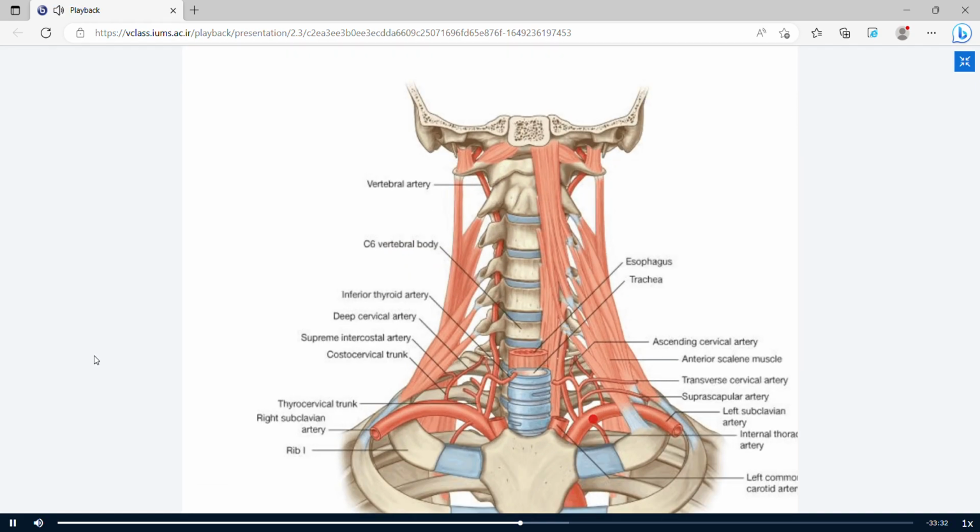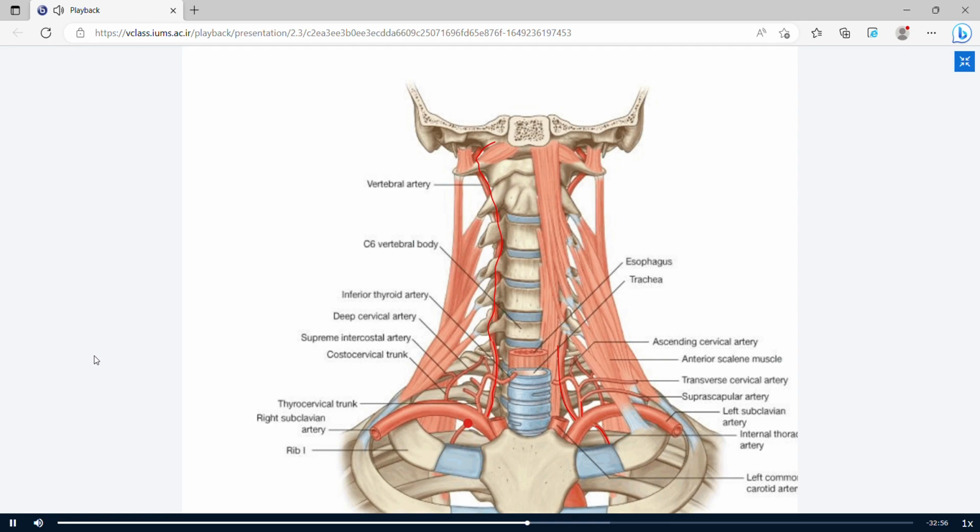This is the first part: internal thoracic artery, vertebral artery, and thyrocervical artery. The vertebral artery is a branch of the first part of the subclavian artery and goes upward, entering the transverse foramina in the cervical vertebrae. Finally, it enters the skull through the foramen magnum.